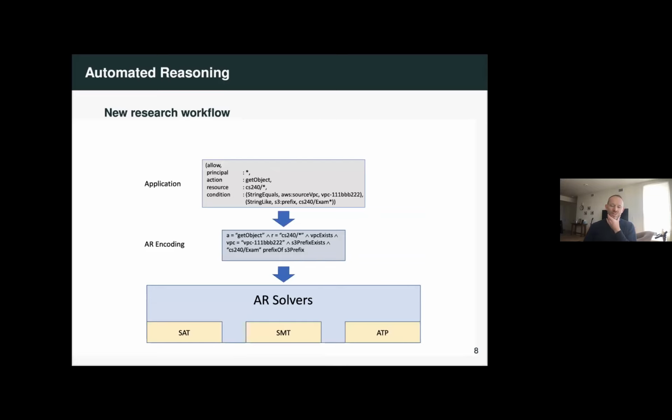So what can we do with these great tools now? Well, there's this new research workflow that's emerging in a lot of application areas where you take some problem you're trying to solve, you figure out how to encode it with an automated reasoning tool, and then you hand it off to one of these solvers, a SAT solver, SMT solver, or ATP solver, and they just solve the problem for you, right? And you can read hundreds and hundreds of papers that are instantiations of this research workflow. So this is all very great.